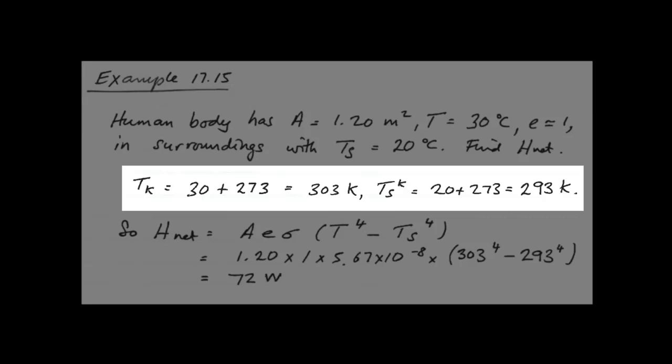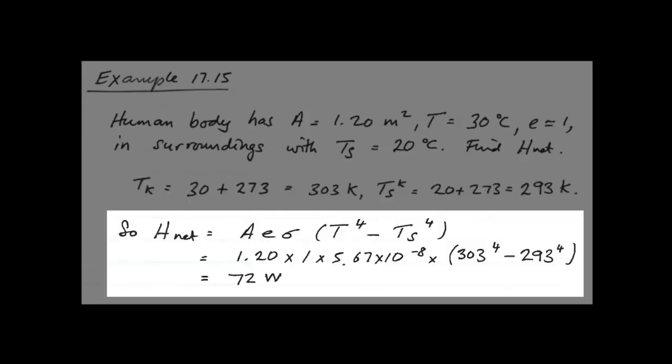We find the temperature in Kelvin. For the surface of the body, 30 plus 273 equals 303 Kelvin, and for the surroundings, T_S in Kelvin, 20 plus 273, which is equal to 293 Kelvin. Then we use the formula H_net is equal to A e sigma times (T to the fourth minus T_S to the fourth), and putting in the numbers, we find a net heat outflow of 72 watts.